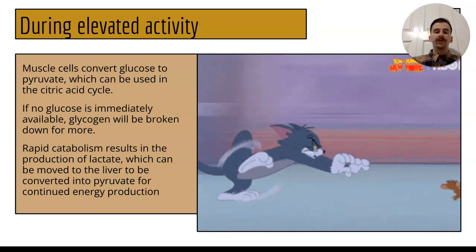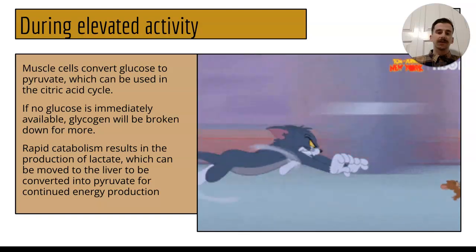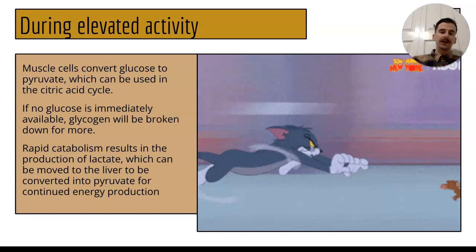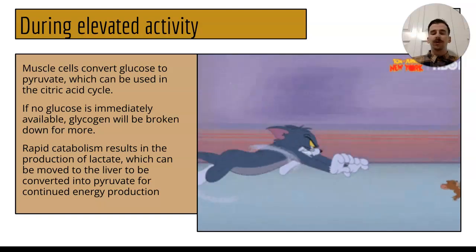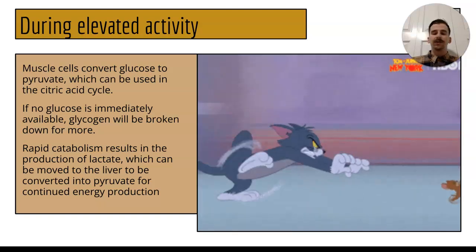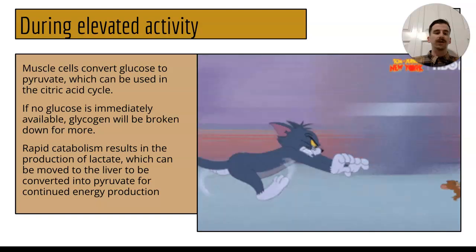If no glucose is available, that glycogen will be broken down, and then we're actually going to keep using what's left over that hasn't been used, such as lactate. It's going to be pushed into the liver through the bloodstream, converted back into pyruvate, and then kicked back into the muscles so it can be used again as energy in the citric acid cycle. And that's pretty cool because our body will just reuse its excess products from the reactions it creates.